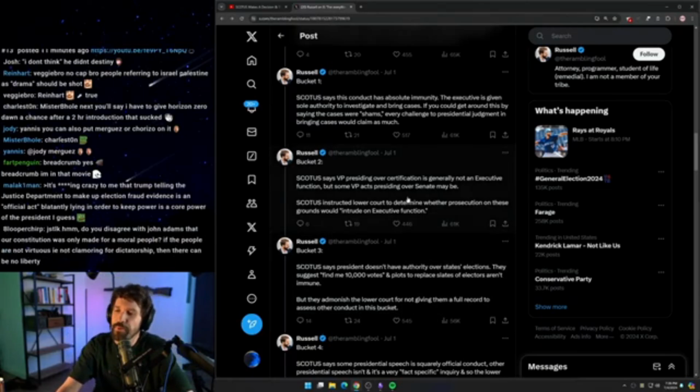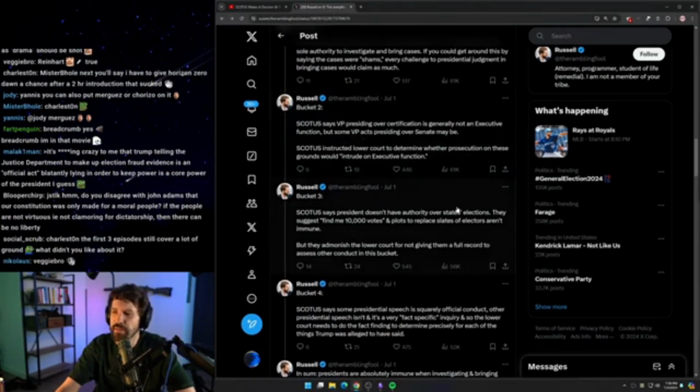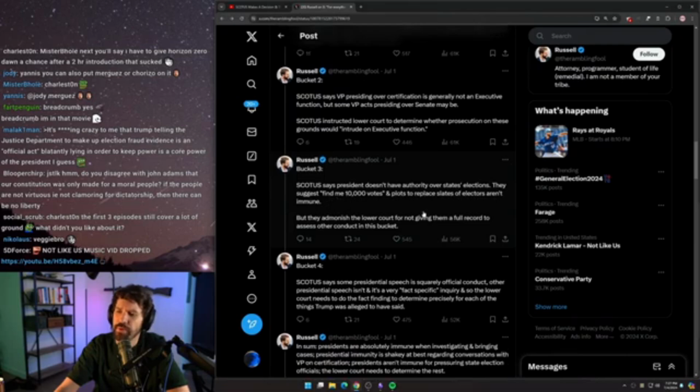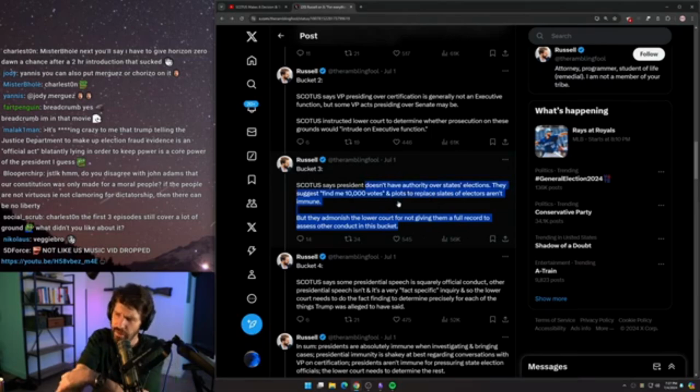Bucket 3, SCOTUS says the president doesn't have authority over the state's elections. They suggest find me 10,000 votes, and plots to replace slates of electors aren't immune. But they admonish the lower court for not giving them a full record to assess other conduct in this bucket. They don't make an assessment at all about whether or not any of these actions are immune.